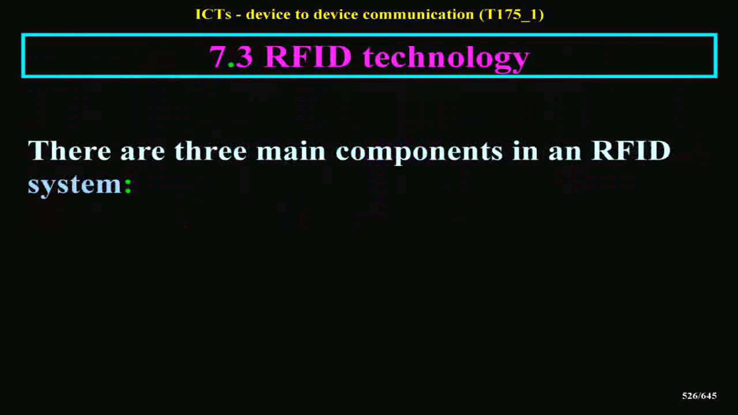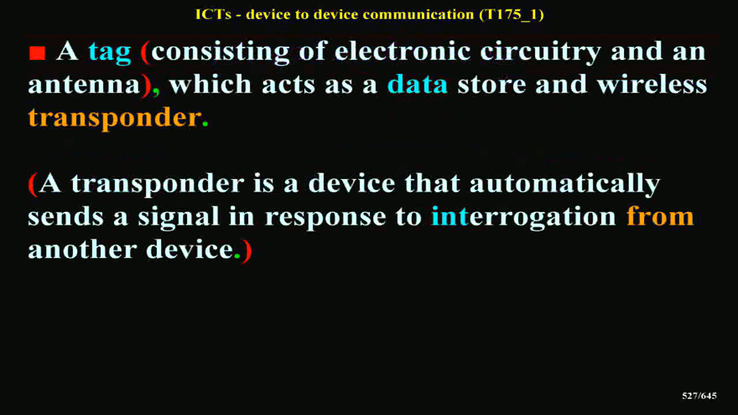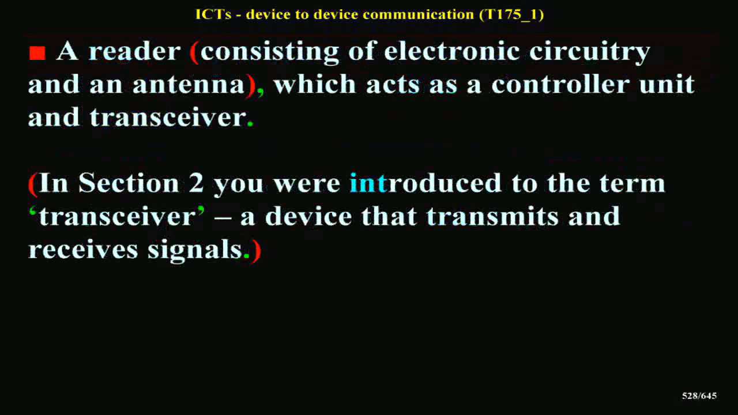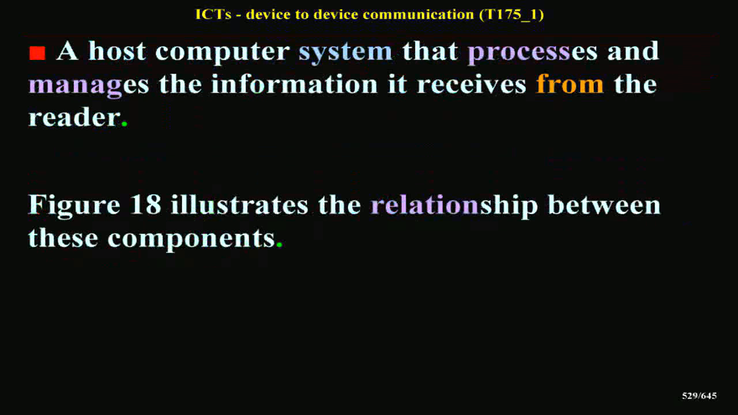7.3 RFID technology. There are three main components in an RFID system. A tag consisting of electronic circuitry and an antenna, which acts as a data store and wireless transponder. A transponder is a device that automatically sends a signal in response to interrogation from another device. A reader consisting of electronic circuitry and an antenna, which acts as a controller unit and transceiver. In Section 2 you were introduced to the term transceiver, a device that transmits and receives signals. And a host computer system that processes and manages the information it receives from the reader.